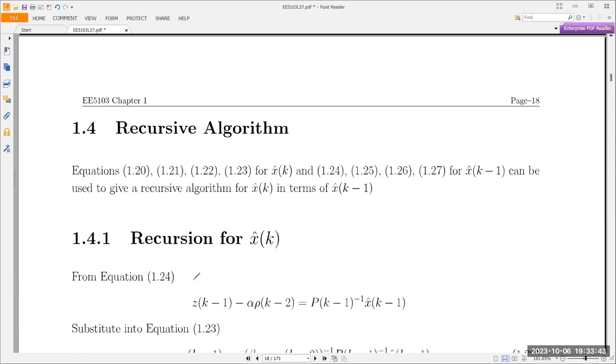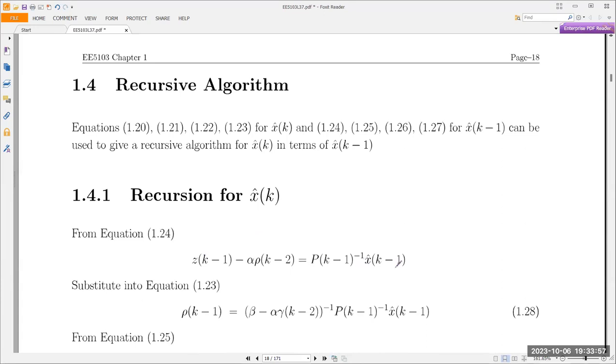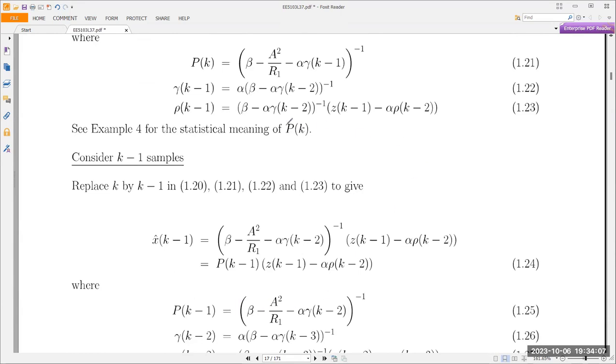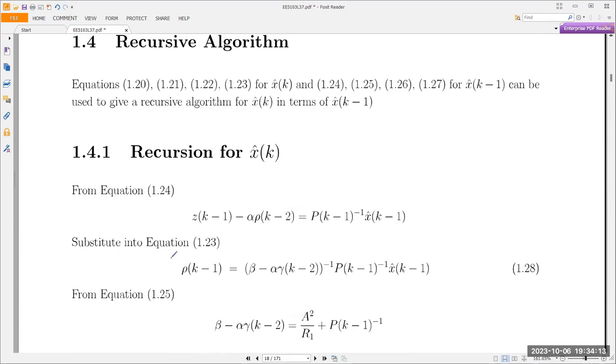Okay, equation 24, you can write it down like that. If you work hard, you go and look at 24, which is like that. You put something on the left, something on the right, you will surely get this. Then you take equation 24 and substitute into 23. So 23 is this one. You write down 23, rho k minus 1. If you substitute that into this, you will get this. All right.